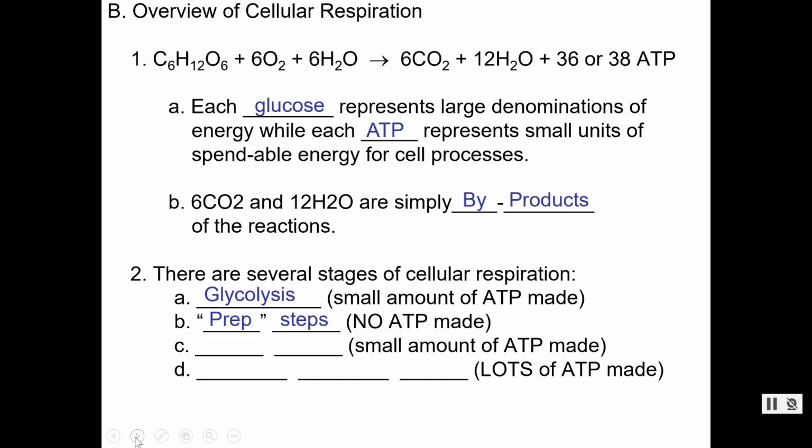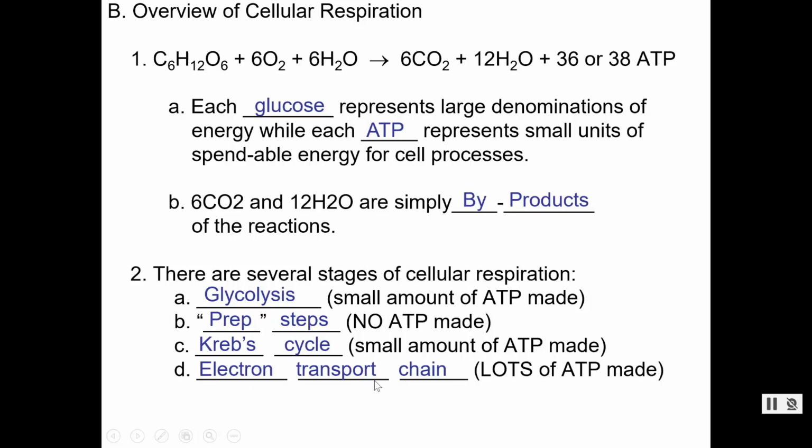lysis of acetyl-CoA to produce acetyl-CoA, and that will be the precursor for the Krebs cycle. In the Krebs cycle, we're still going to make a little bit of ATP, but we're going to make a lot of molecules that are going to be necessary for chemiosmosis. Chemiosmosis is the last process, and chemiosmosis occurs at a place called the electron transport chain.